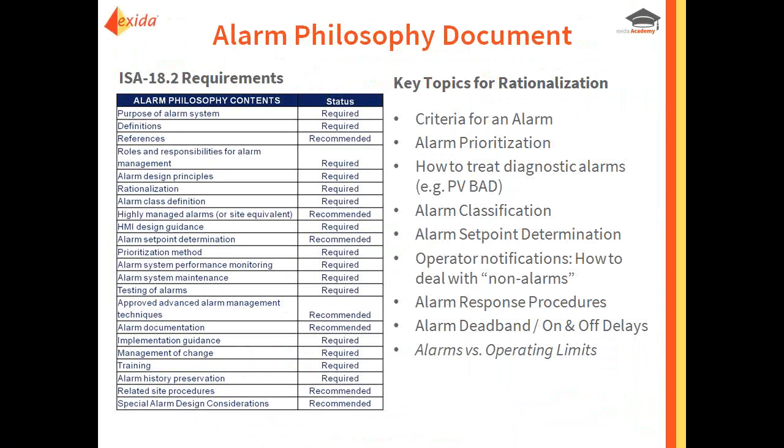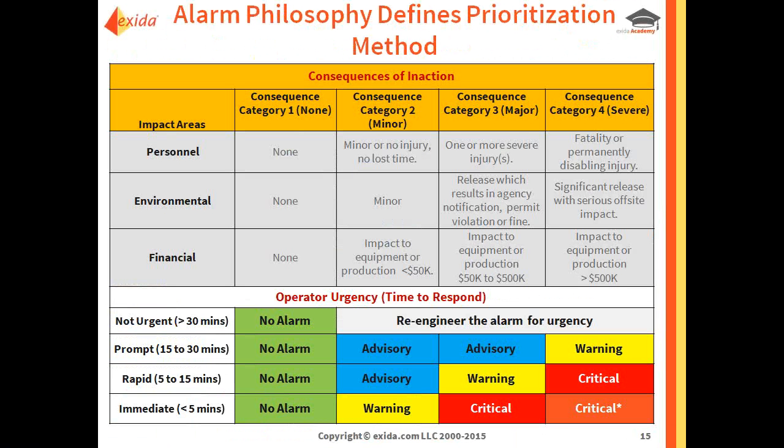The idea is to set up a method that takes into account the business practices, the business risk, the amount of time to respond, something that's a repeatable process. So a lot of things related to rationalization we need to define in the philosophy beforehand. So as I mentioned, one of the key things is how you're going to prioritize alarms. And a typical method is to do that based on the consequences if the operator were to not respond to the alarm, and the amount of time to respond.